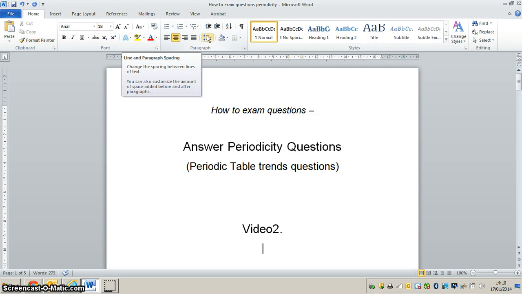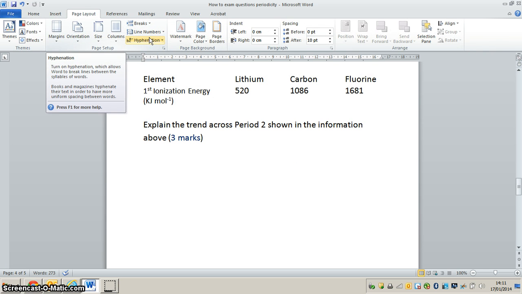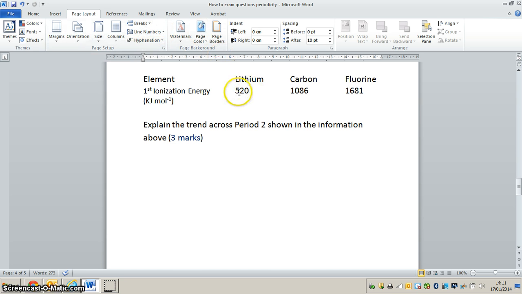This is the second video on how to answer exam questions related to periodicity. On the screen is information related to the first ionization energy of three elements that are in period 2 in the periodic table, and you can see that as you move across the period from lithium across to fluorine, group 1 to group 7, the first ionization energy increases quite significantly.